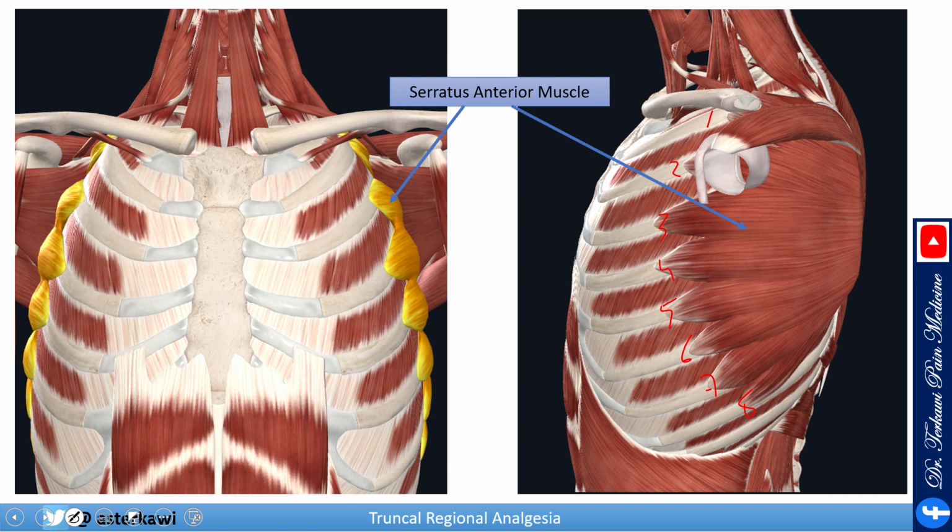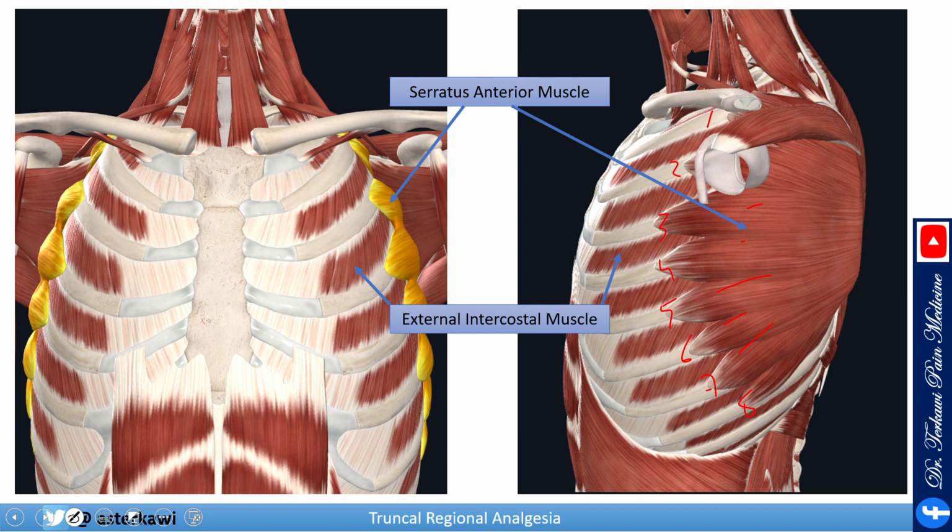We call these digitations. So these are the digitations. This important muscle is supplied by the long thoracic nerve, which originates from C5 to C7. The function of the serratus anterior muscle is to do protraction and upward rotation of the scapulothoracic junction.